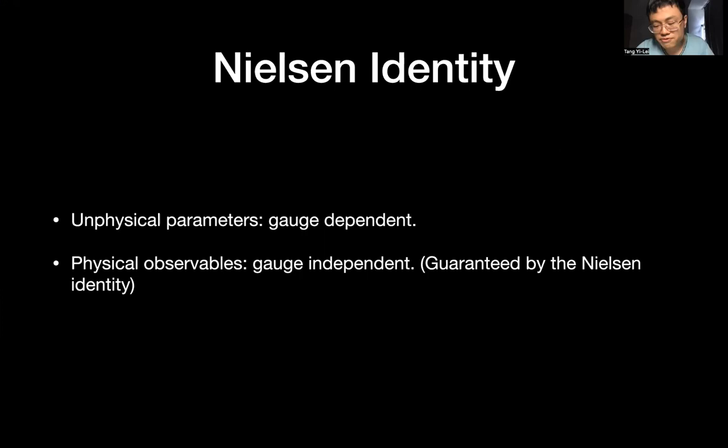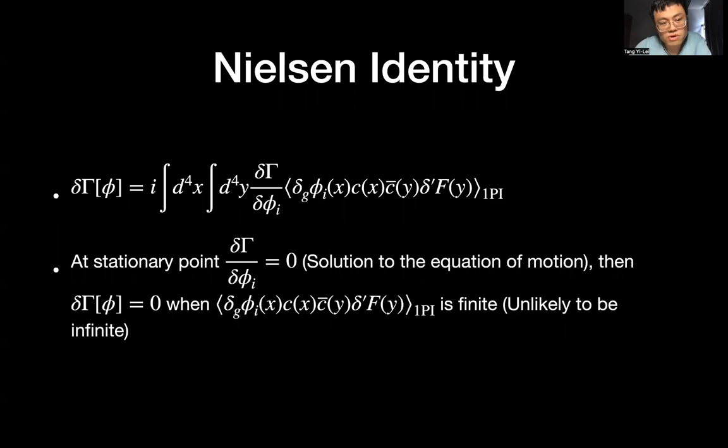Hello, everyone. Today, I'm going to give you a talk about the diagrammatic aspect of the Nielsen identity. Before starting the main body of this presentation, I'm going to make a brief description of the Nielsen identity. As everybody knows, under the framework of gauge field theory, all physical observables should be gauge independent. However, all the other unphysical parameters intermediating the calculations might be gauge dependent. In the literature, they usually say that the gauge independence of the physical observables is guaranteed by the so-called Nielsen identity.